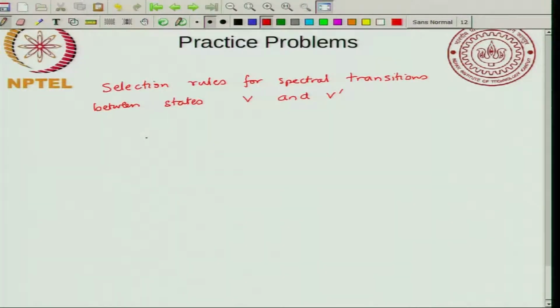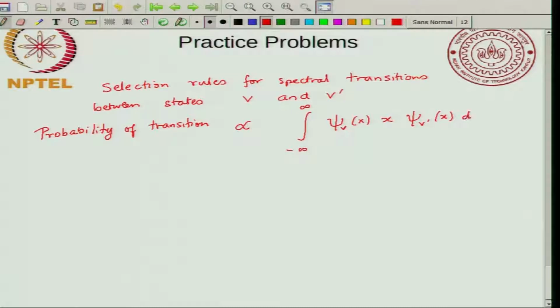Okay, then what appears in this selection transition is a quantity that looks like this. Actually, you can write that the probability of transition, under what is called the dipole selection rule, is proportional to something that involves an integral just like this. So you have psi v of x, psi v prime of x dx.